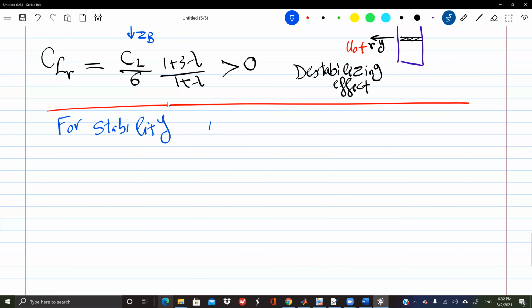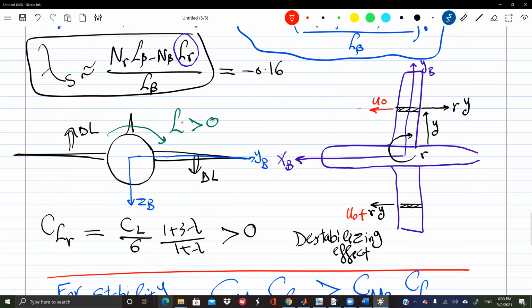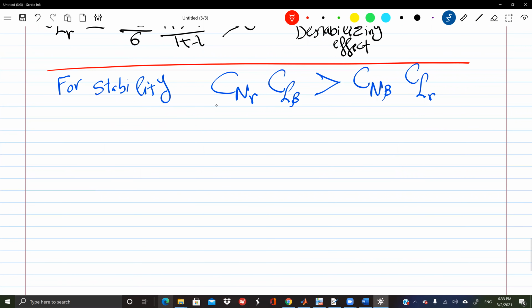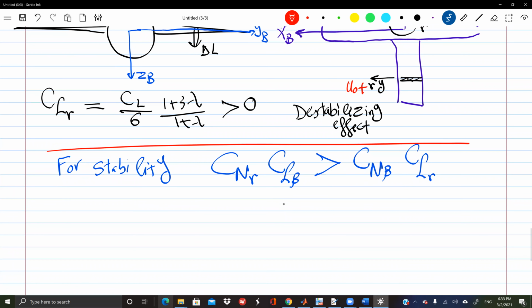So NR L beta, and I will use the coefficients, it doesn't matter, right? NR L beta needs to be larger than N beta LR. This is for stability. Where does this condition come from? This condition comes from the approximation, okay? So we're not sure if this is right or wrong. The approximation itself is not that accurate quantitatively. We're saying that it qualitatively captures the physics of the mode.